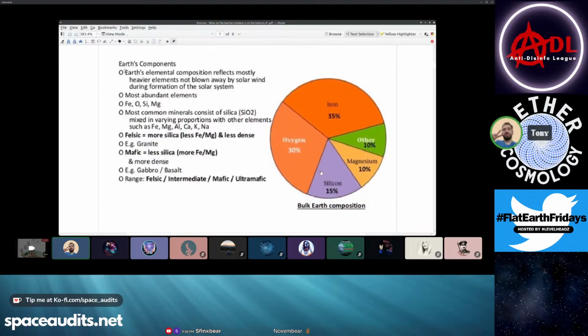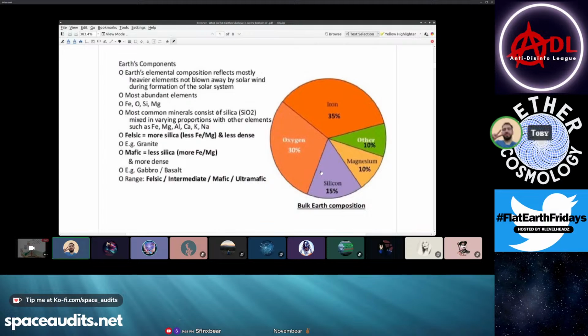So here we have the Earth's components. You've got iron, oxygen, silicon, magnesium, and other. And he's saying that it reflects mostly heavier elements not blown away by solar wind during the formation of the solar system, or that's what they say.